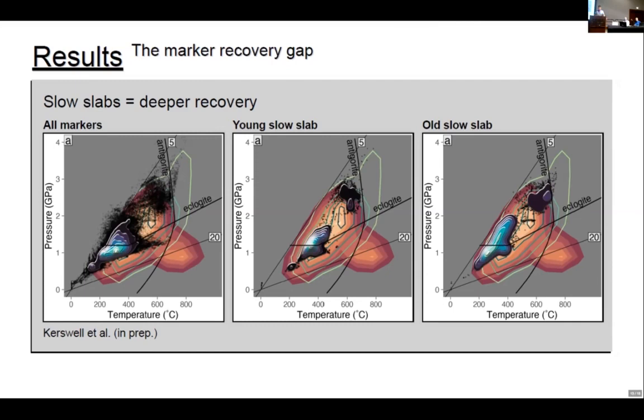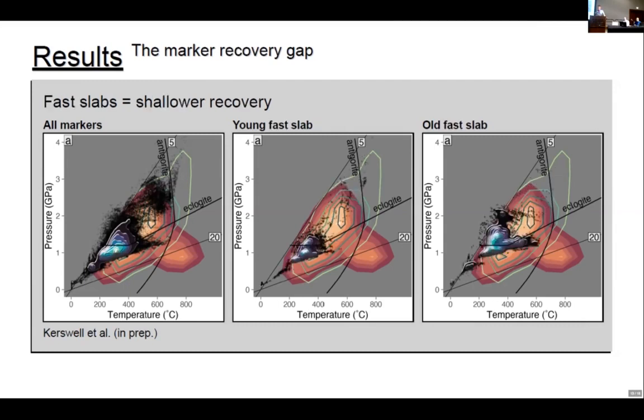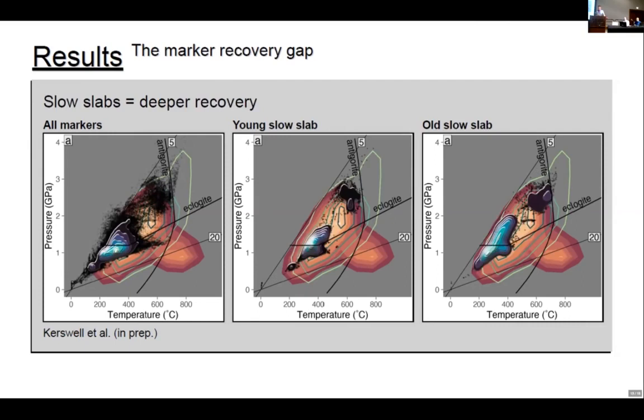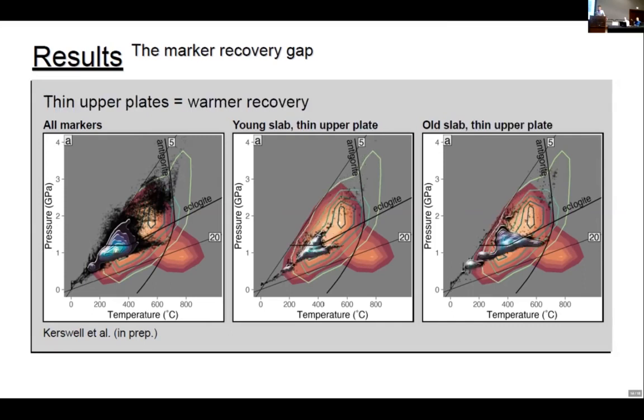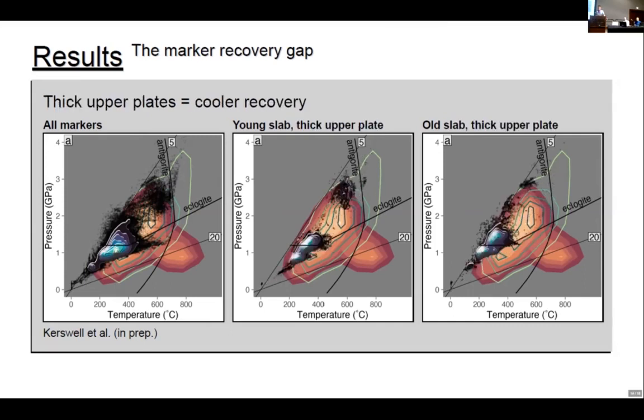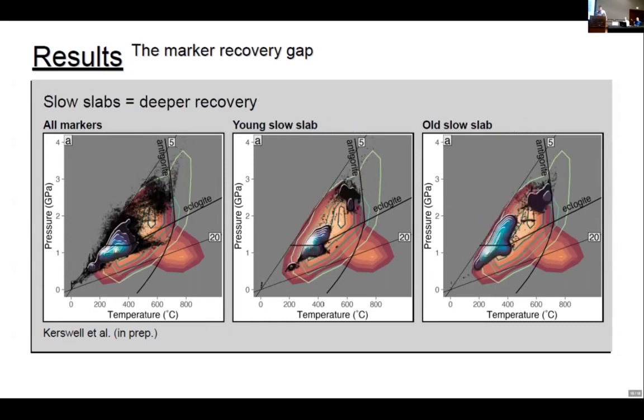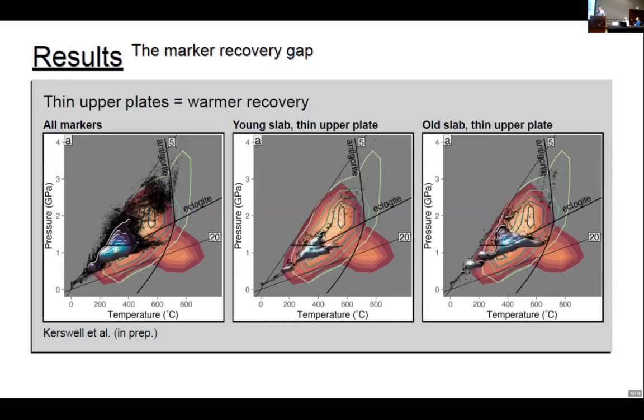I'm going to flip through a couple of slides here. Pay attention to how the blue contours change with respect to different initial conditions. We can see that rock recovery does change depending on how you set up your model. For example, slower slabs tend to have deeper recovery than faster moving slabs. Thinner upper plates tend to have warmer thermal gradients on average than thicker upper plates do. But no matter which models you choose, you can see this marker recovery gap persists.